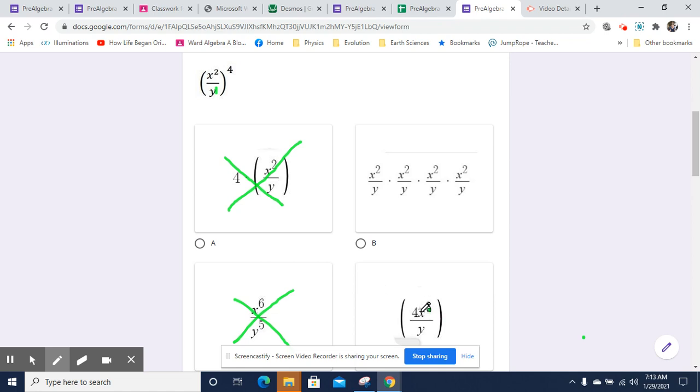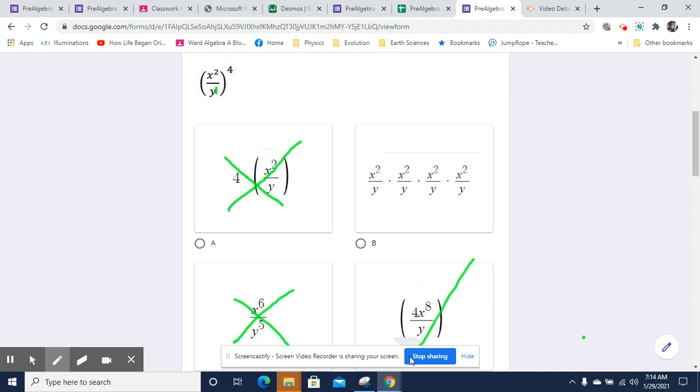Now we've got 4x to the 8th over y. Well, now we've multiplied x to the 2nd by 4 and then increased its exponent to 8. And those are sort of two contradictory things. One of those things is correct. It's the x to the 8th that would be correct. But then the denominator also is part of this parentheses, so it also needs to be affected by this 4th power. So that denominator is being used 4 times as well.